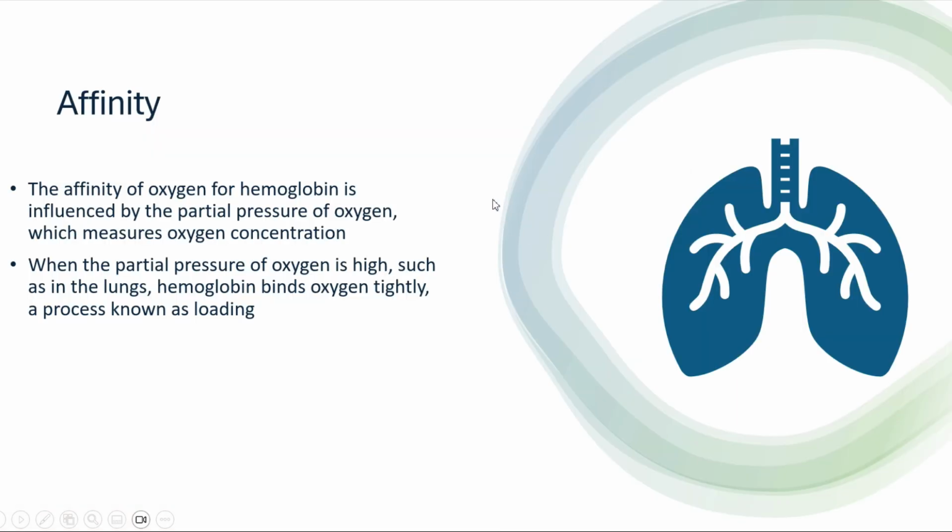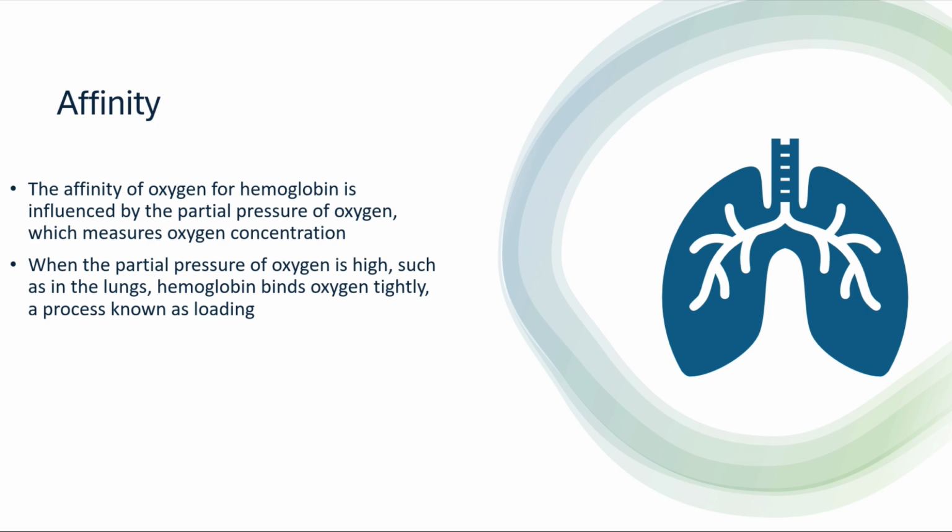Okay, cool. Affinity is how much the hemoglobin wants to bind to the oxygen. If something has high affinity, it's binding to the oxygen a lot. If it has low affinity, it's not going to bind to the oxygen. The affinity of oxygen for hemoglobin is influenced by the partial pressure of oxygen, which means oxygen concentration. Don't get confused by that. If it has high partial pressure, it means there's more oxygen. That's the only thing it means.